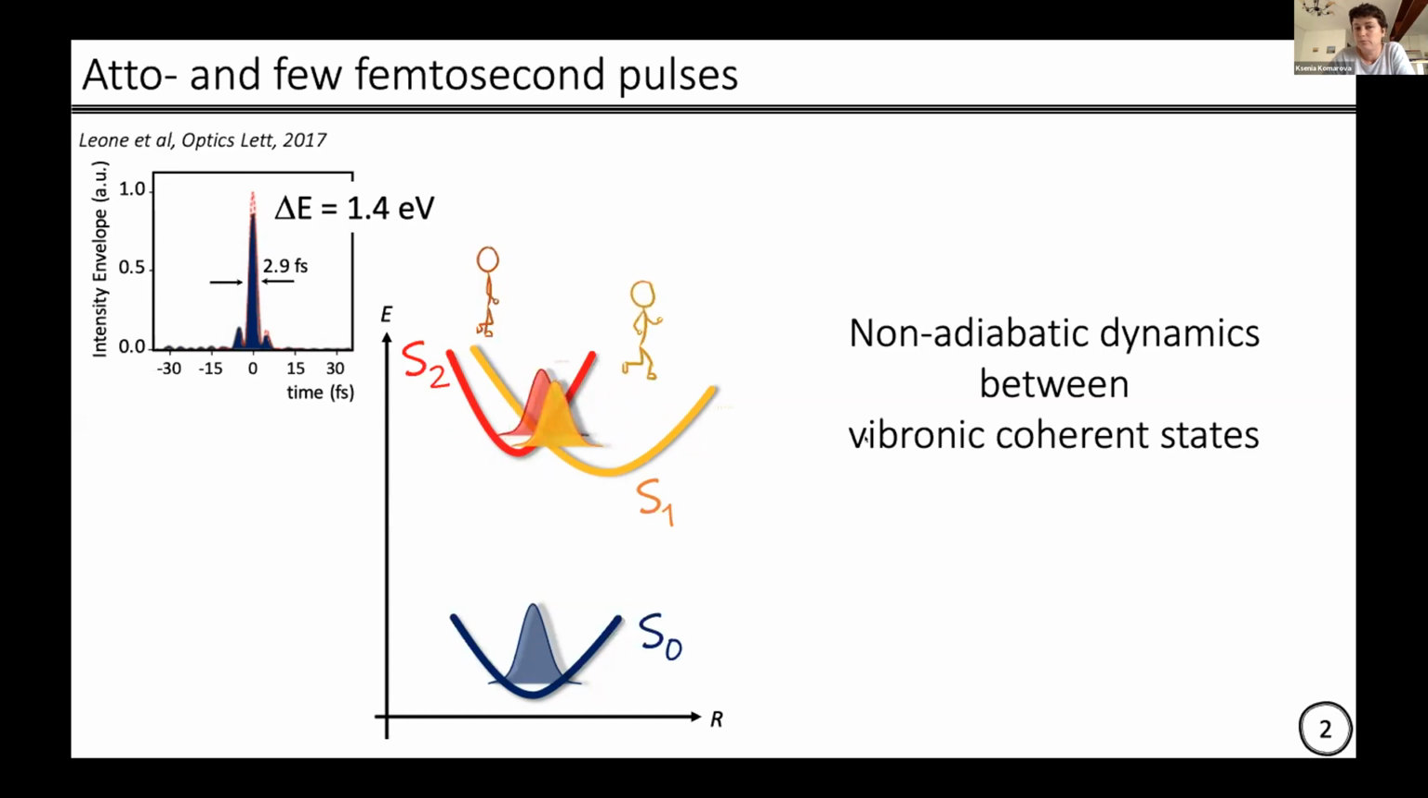So what we are focused on is this non-adiabatic dynamics between the vibronic coherent states. What is a vibronic coherent state? It is a superposition, not only vibrational, but also maybe electronic.